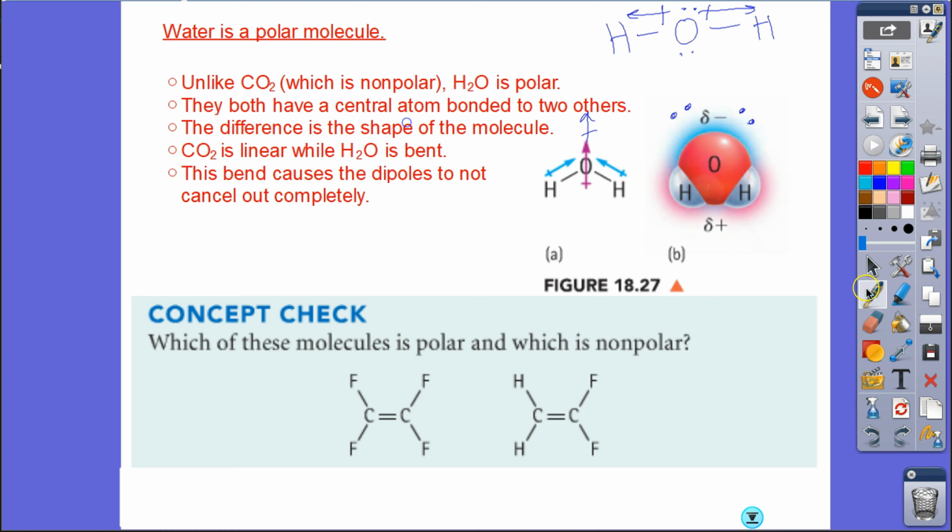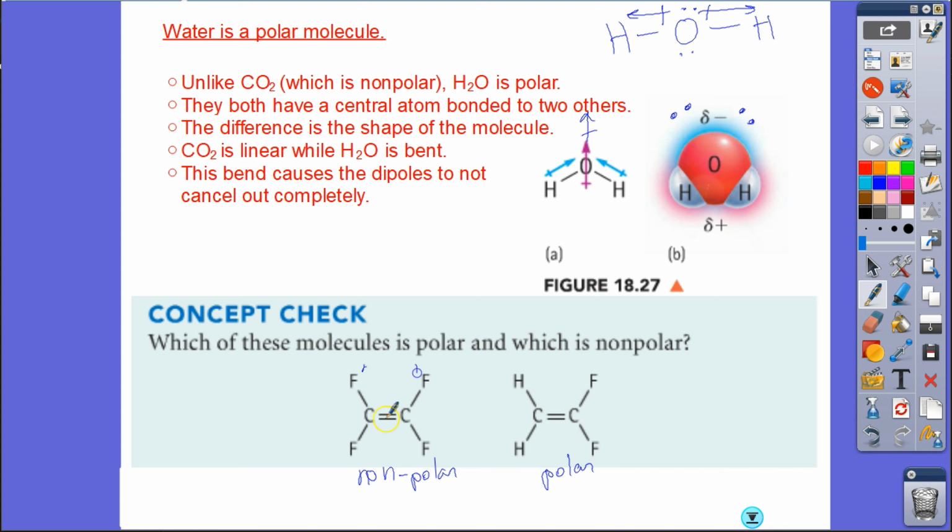Before we go to the next page, look at this concept check down here. Can you guess which of these is polar and which of these is nonpolar? This one is nonpolar. That one is polar. Now can you figure out why that one's nonpolar and that one's polar?